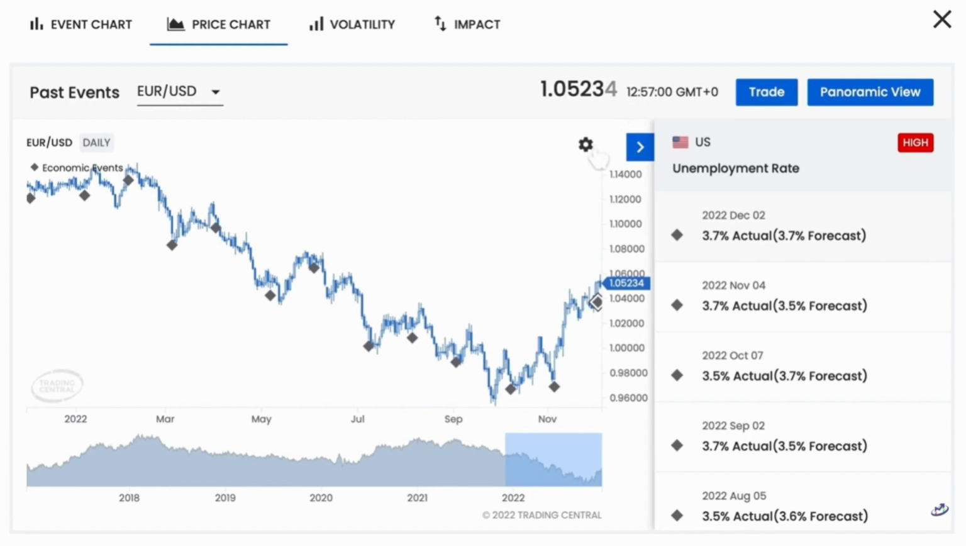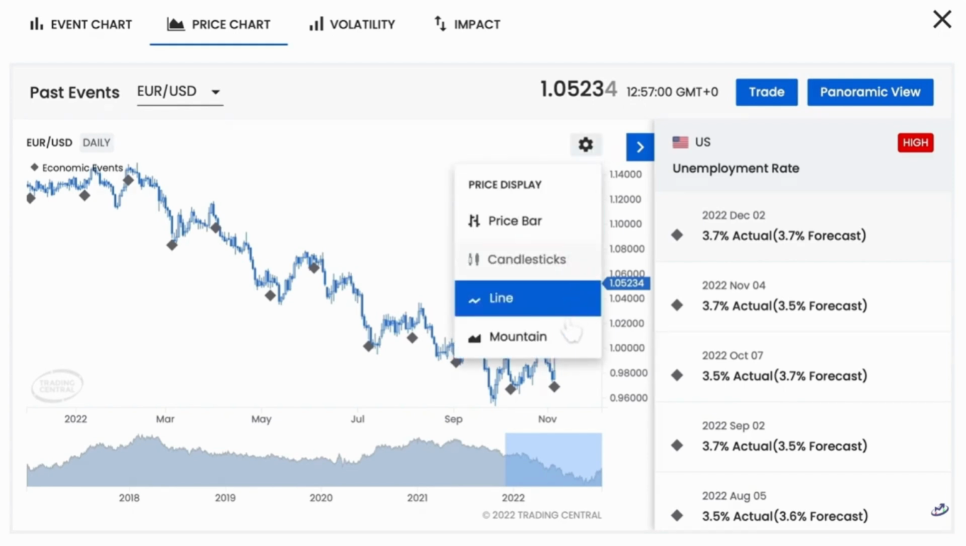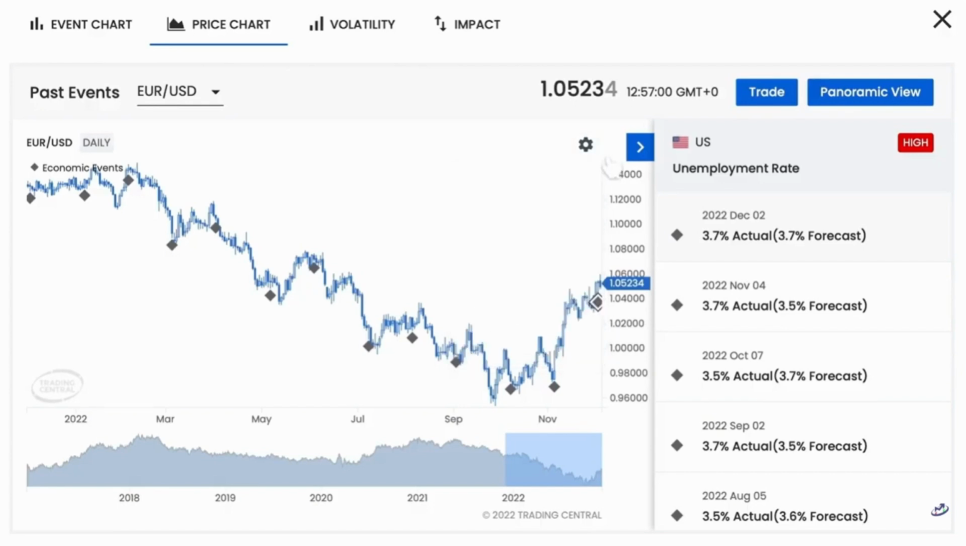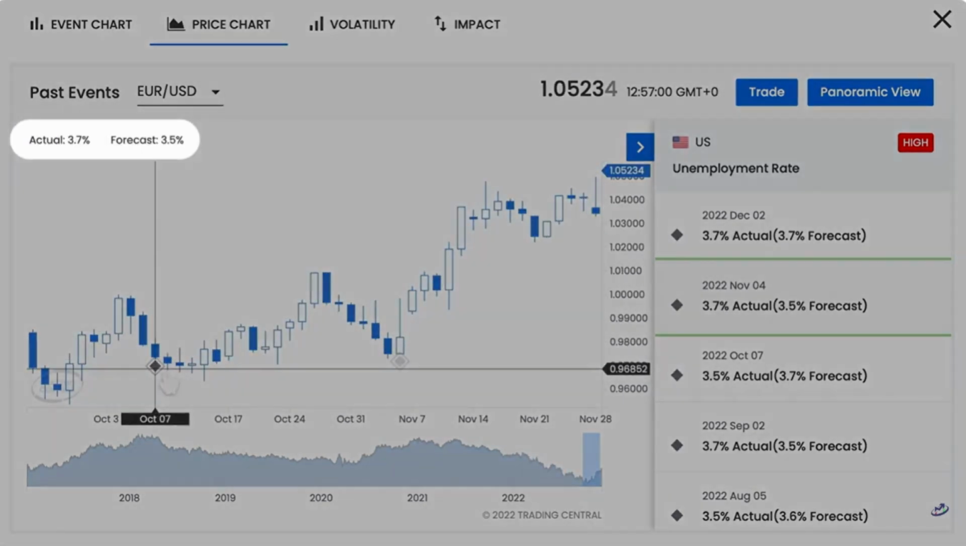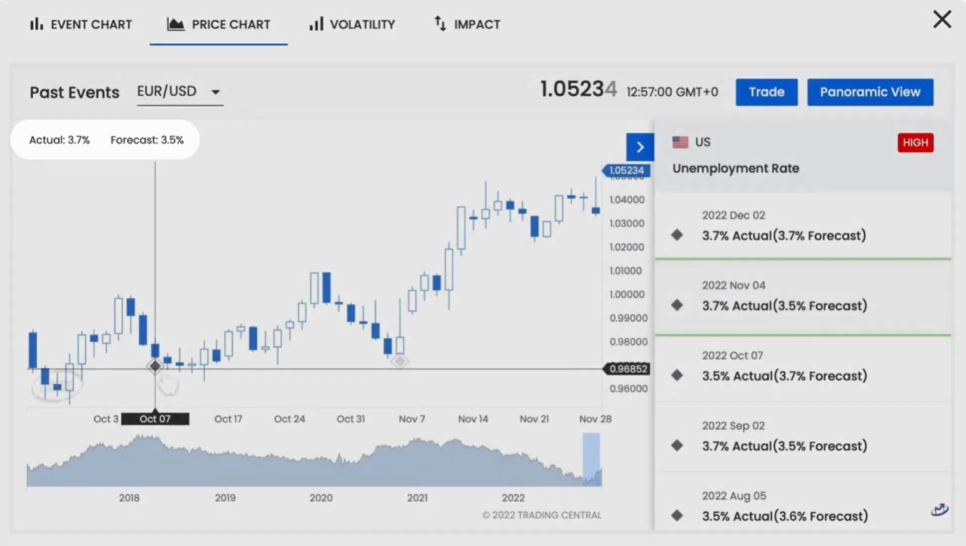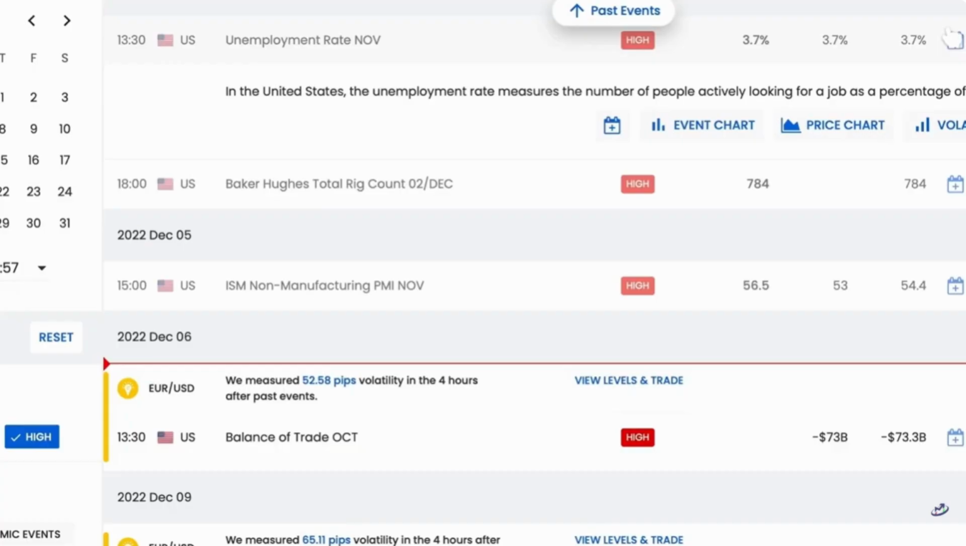The standard view is a candlestick chart, but click the gear icon if you prefer to use a price bar, line, or mountain chart. We've overlain the economic events onto this chart as gray diamonds. Click on any of the events along the right side or hover over the gray diamond to see the forecasted and actual value of that event. Once you've determined which events are relevant to you and your trading, you can add these to your calendar of choice for simple reminders.